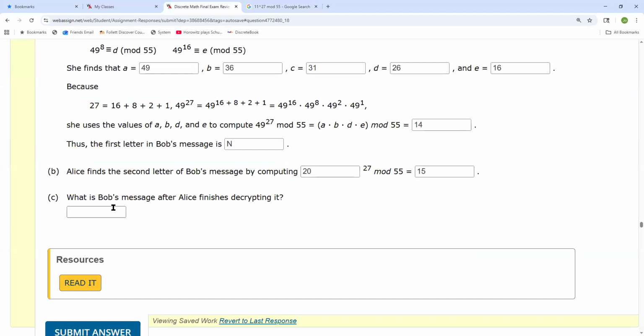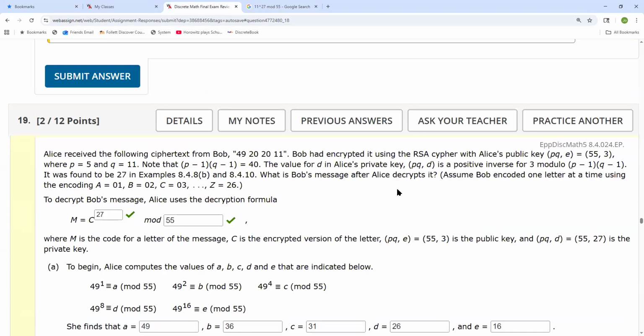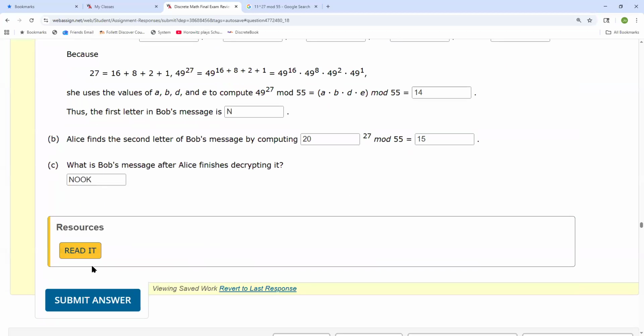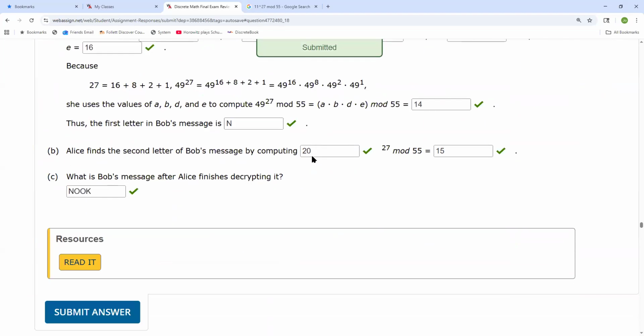So what letter is the 14th letter in the alphabet? N. And then the 15th letter of the alphabet, M-N-O, would be O. And then the 11th letter of the alphabet would be K. Sounds weird. So it looks like it's no, but I could be wrong though. Wow, it was right. What a weird message.